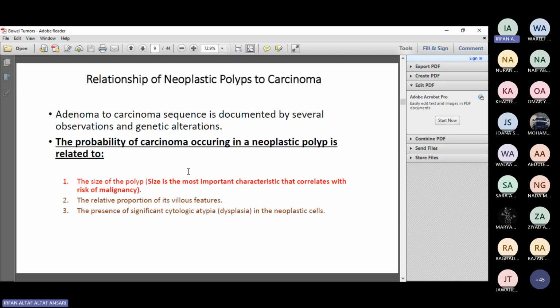If it is severe, whether an invasion is present or not, this is all you have to look at carefully. Okay. So when you see a polyp, what is the probability of carcinoma?